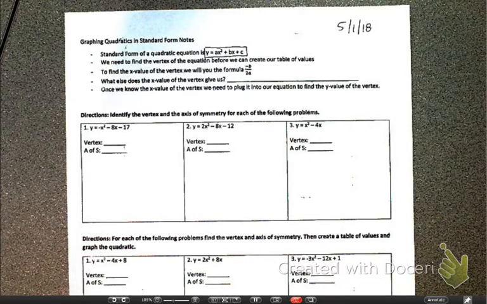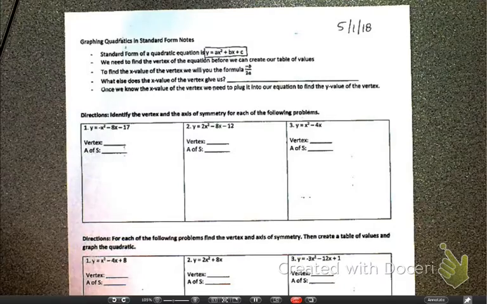Okay. And when we were graphing in vertex form, what was the first thing we needed to find? The vertex, right? Because once we find the vertex, we can create our table of values and graph. It's going to be the same thing for standard form. We're going to find our vertex. Unfortunately, we don't get to just look at it. We actually have to do a little bit of math.